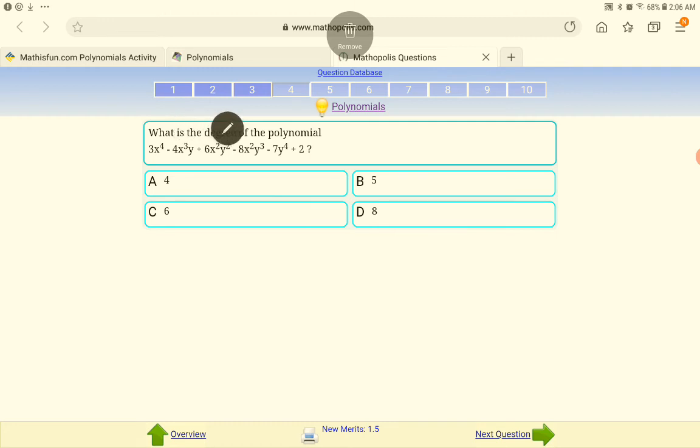This one has a degree of 4. This one has a degree of 5. The 2 plus 3 gives me 5. This has a degree of 4, and the 2 has a degree of 0. So my highest degree was the 5.